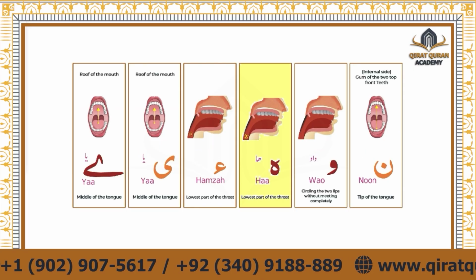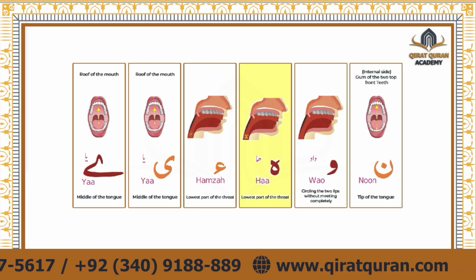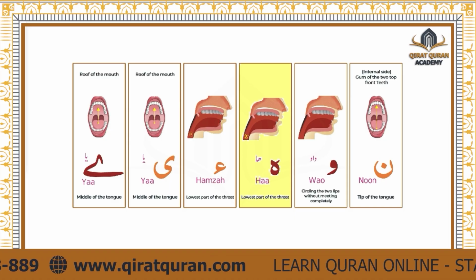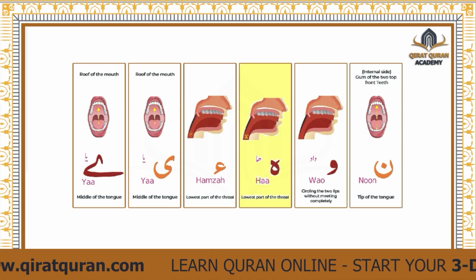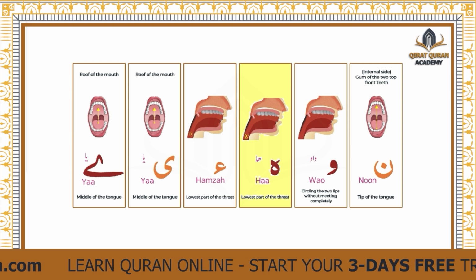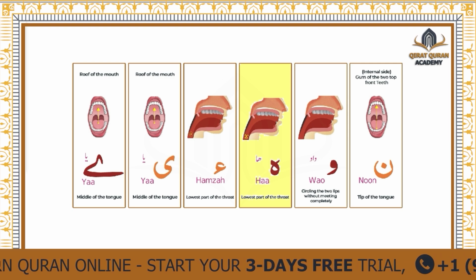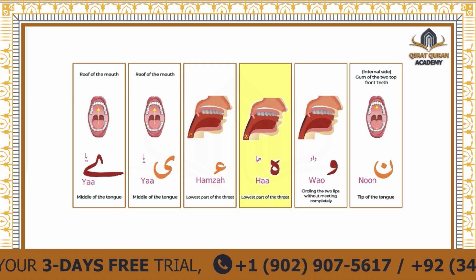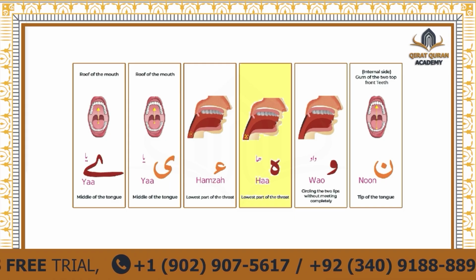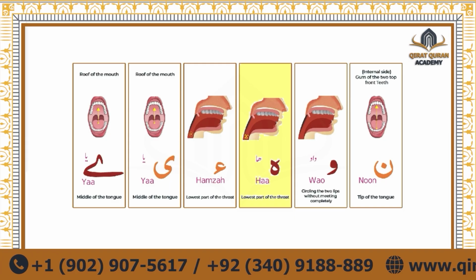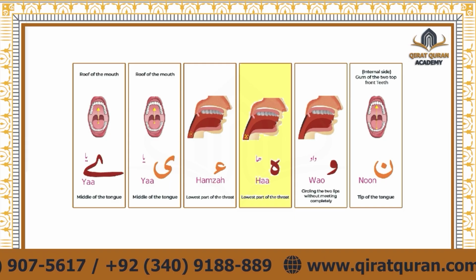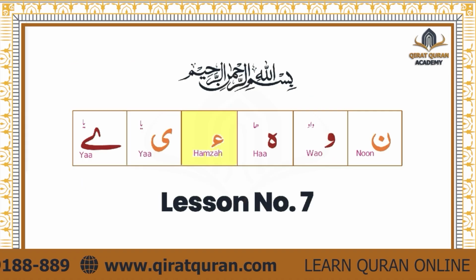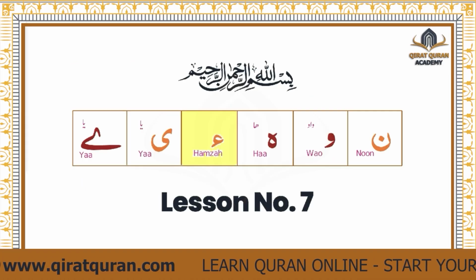Ha. The origin of this letter is the lowest part of the throat. As we read in the previous lessons, that throat has three parts: the upper of the throat, then the middle of the throat, and then the last part of the throat. So for pronouncing Ha, we have to use the lowest part of the throat, which is on the chest side. Then the next letter we have is Hamza.